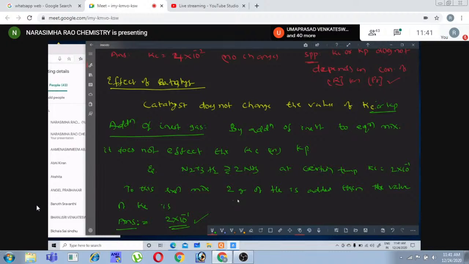Right. These are the factors affecting the Kc and Kp. Homogeneous, heterogeneous completed, factors completed. Okay. Now let me solve some model problems regarding the determination of Kc or Kp value, children. Different models I have to solve in this class. Right.